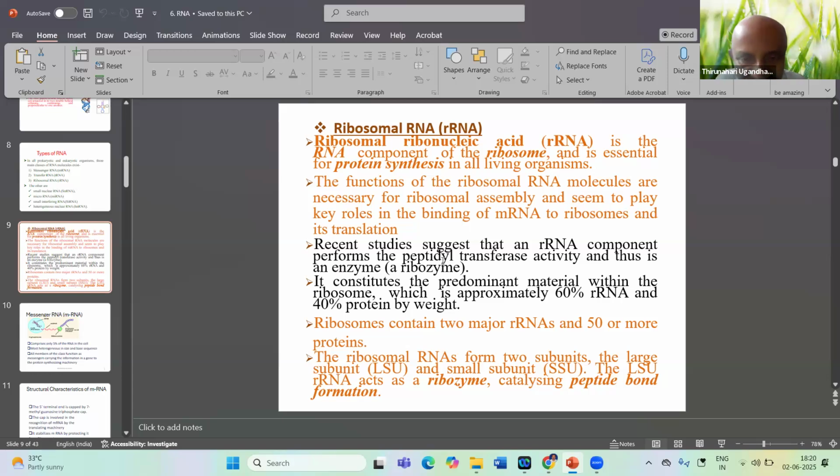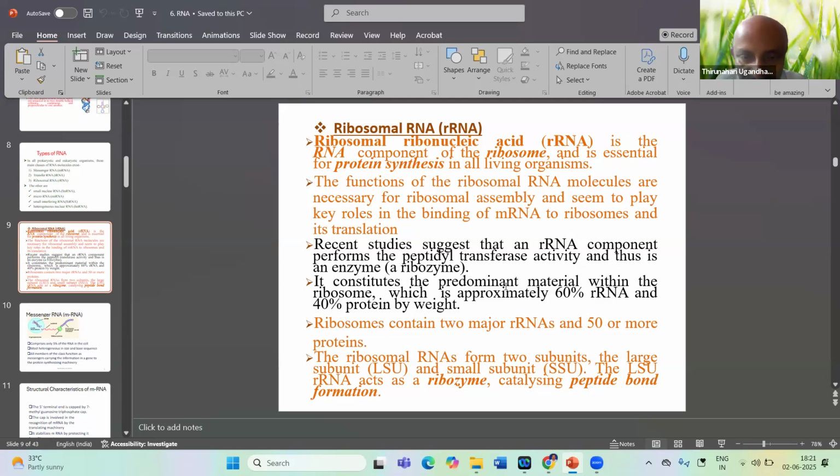Recent studies suggest that an rRNA component performs the peptidyl transferase activity, so it also acts as a ribosomal enzyme. These enzymes play a major role in protein synthesis. These are the characteristic features of the rRNA.